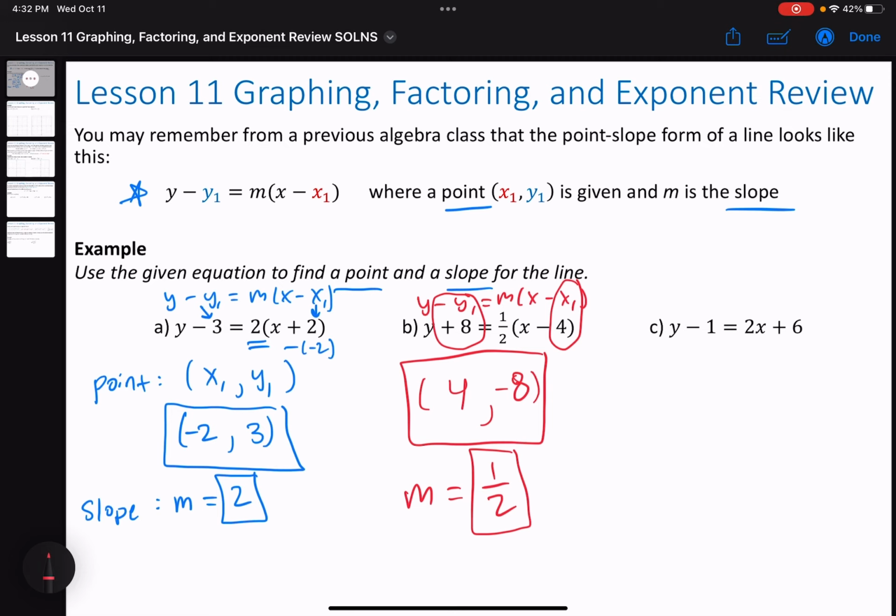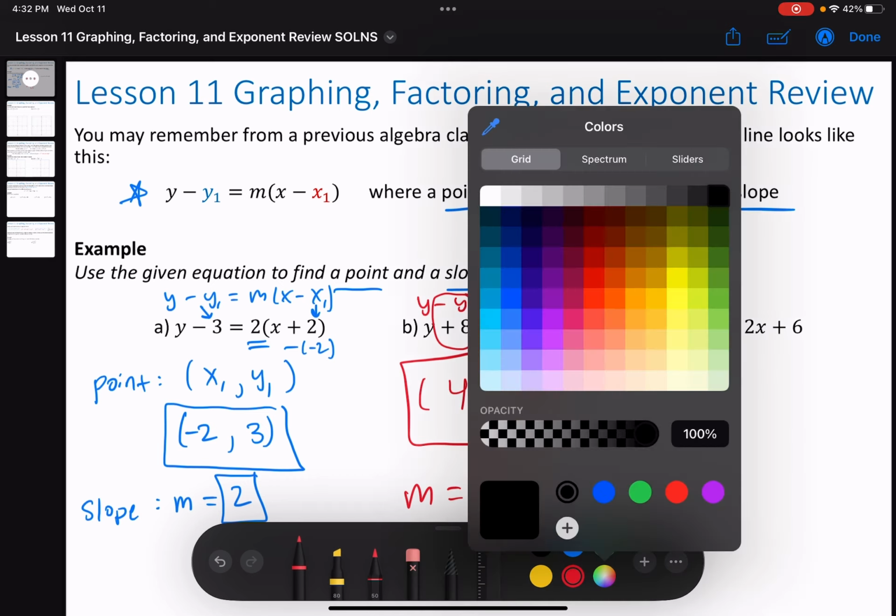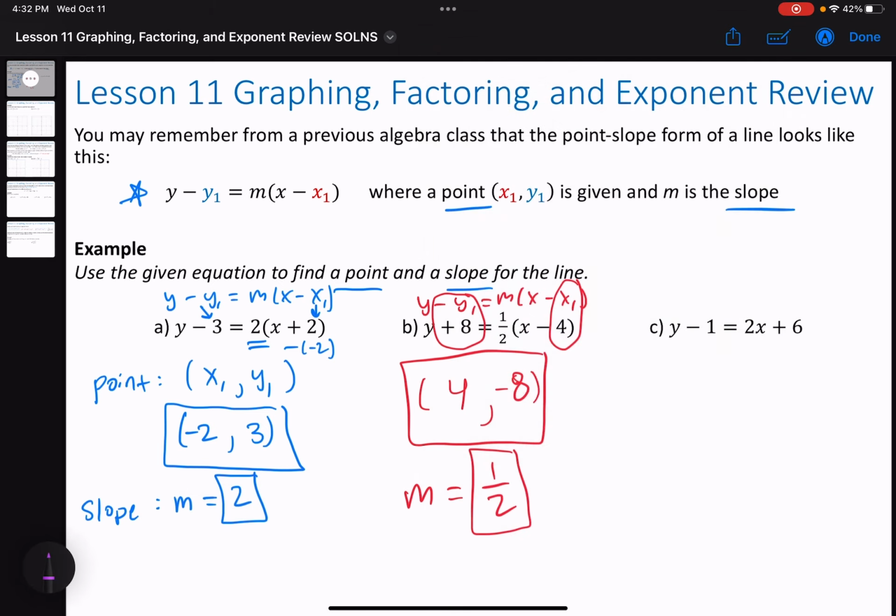Okay, let's try this last one. Thank you for hanging in there, class. We have y minus y1 is equal to m times parentheses x minus x1. What's different about this problem is there is no parenthesis. This is actually not lining up exactly. The y and the minus y1 line up, but it's a little bit different.